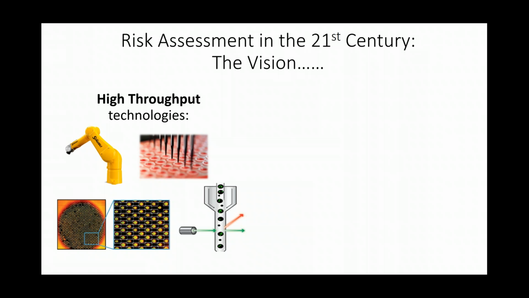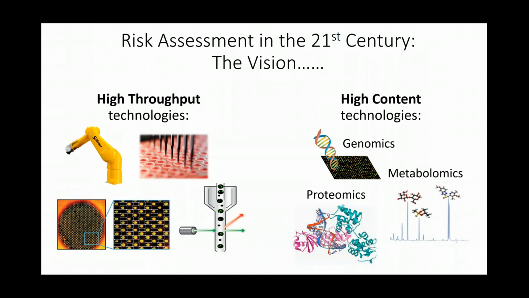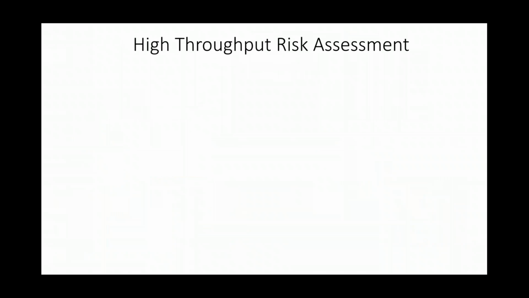We can measure thousands of different assays all automatically, generate lots of data. And on top of that, we have these high content technologies like genomics, metabolomics, and proteomics. So we have at our fingertips all these powerful tools for measuring all these molecular, cellular effects and get a great amount of information. And so the idea is that risk assessment can be much more high throughput.